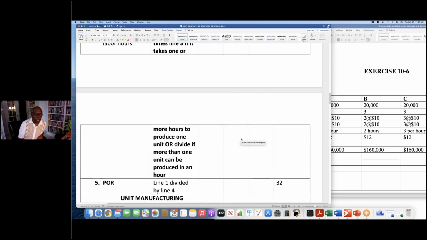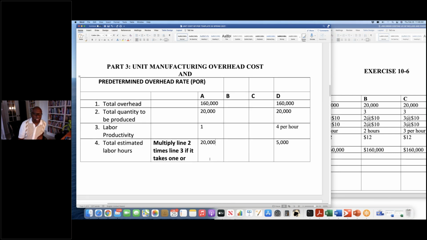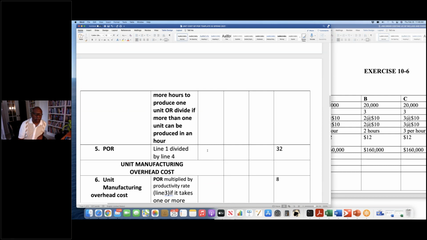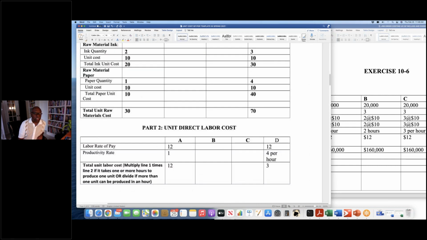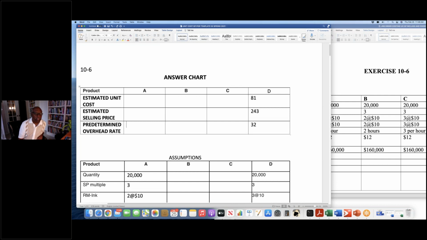So our POR is going to be what? Line 1 over line 4. So what's that going to be? It's going to be 8. POR is going to be 8. So I got my answer here for POR. So I forget about it, I'm going to take it up here, 8.